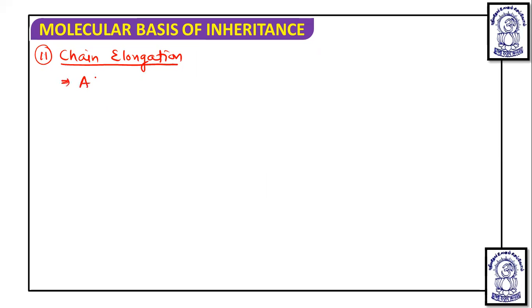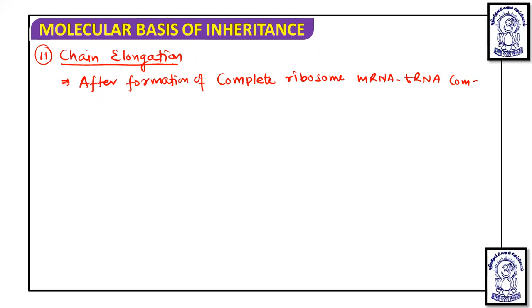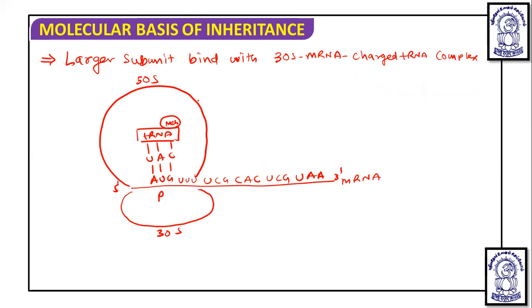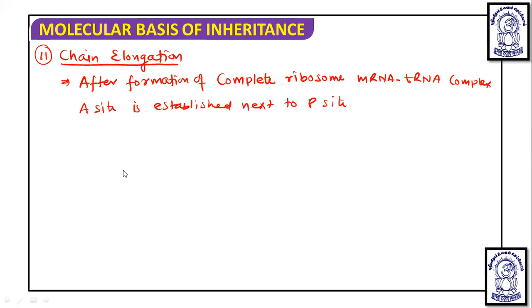So here it is known that after formation of the complete ribosome, mRNA, tRNA complex, the A site is established next to the P site. Why? Because the A site is a part of the large subunit. So when the large subunit is bound, the A site and E site are established here. Okay. So the A site is established next to the P site.